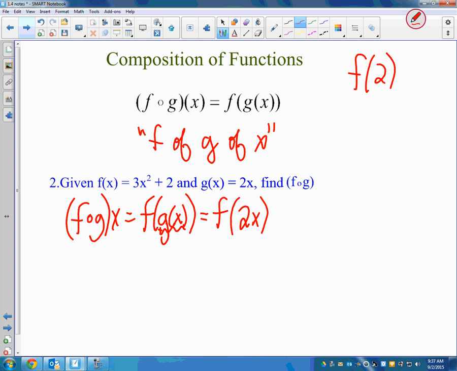Right? So I just plug in g of x, which is 2x. Start with the inside function, work your way out. And now you do f of 2x, which means in the f function, everywhere there's an x, you're going to replace it with 2x. So I would get 3 times 2x squared plus 2. If there was more than one x in that problem, everywhere there's an x, I plug in 2x. And then you just simplify it. That would be 4x squared, so that would be 12x squared when I multiply by the 3, plus 2.